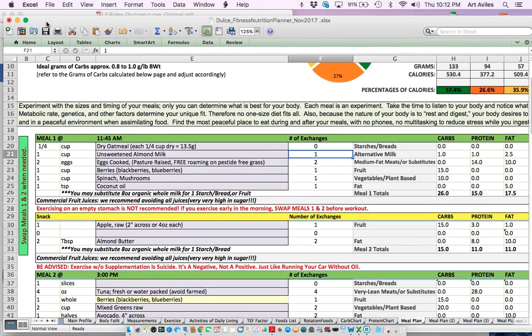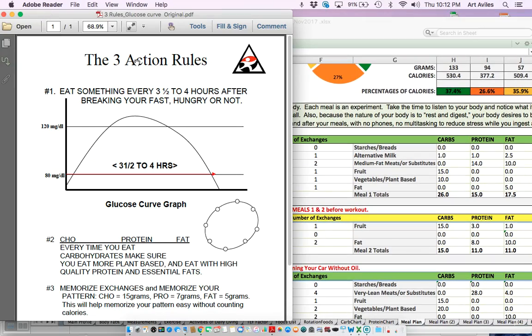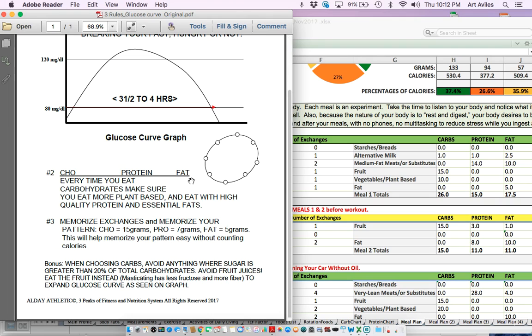Once again, what are these exchanges? Do you recall this three action rule? Okay, remember for carbohydrates on rule number three, memorize your exchanges. So 15 grams of carbs is one exchange. 7 grams of protein is one exchange. 5 grams of fat is one exchange. That's when you notice the level of blood glucose going up when you intake these macronutrients, okay?